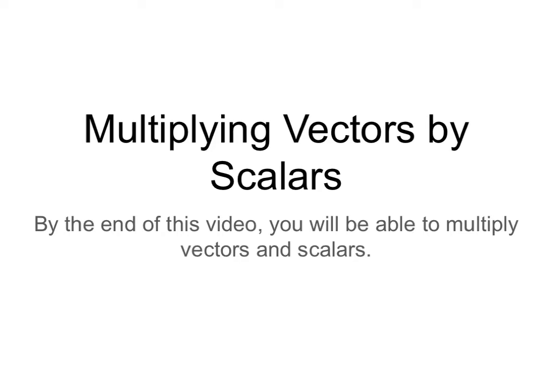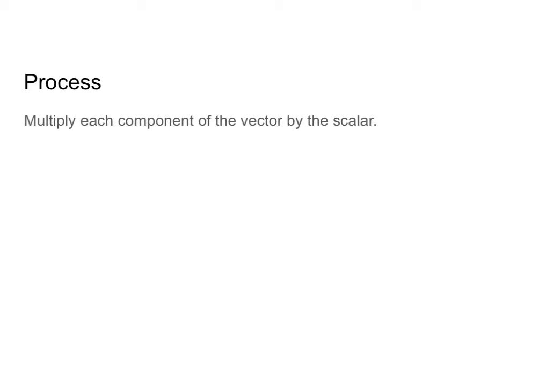In this video, you're going to be learning about how to multiply vectors by scalars. By the end of this video, you will of course be able to multiply vectors and scalars together. So when we are multiplying a vector by a scalar, what we're going to do is multiply each component of the vector by the scalar.